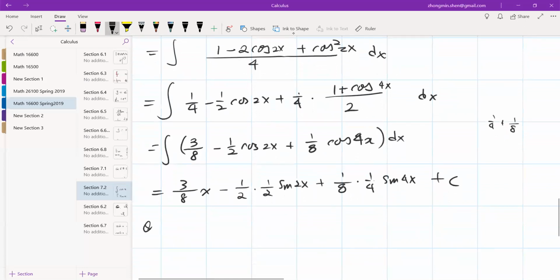I'm going to ask you to evaluate this, and then we stop there: sine to the fifth. Any of those problems, yes, sine to the fifth. So you try, okay? I'll give you 1 minute. Find the way to solve it.